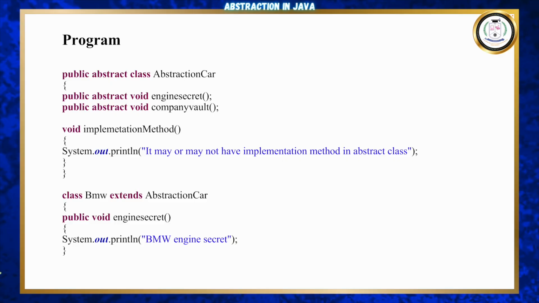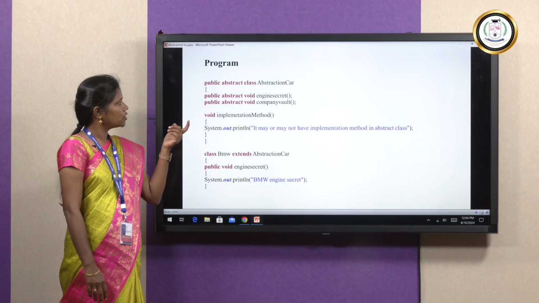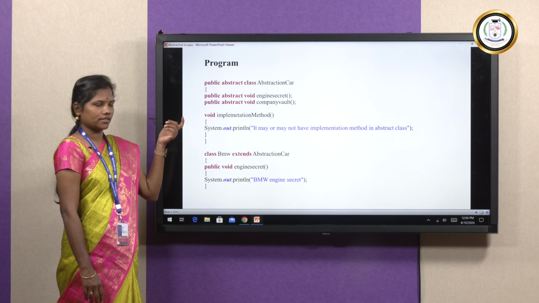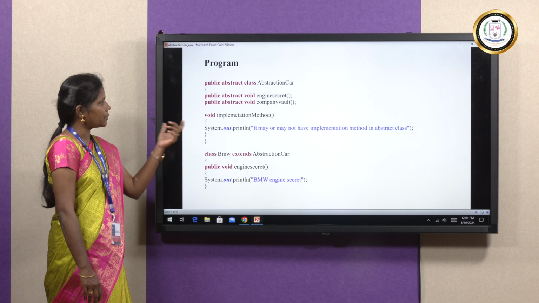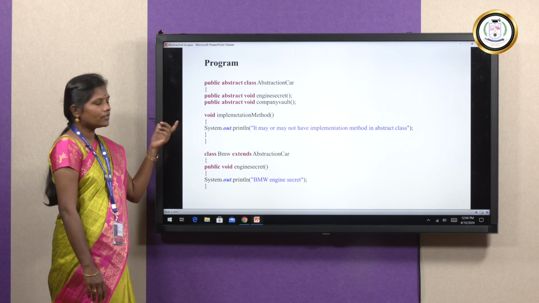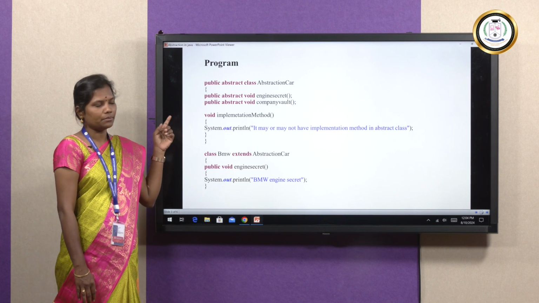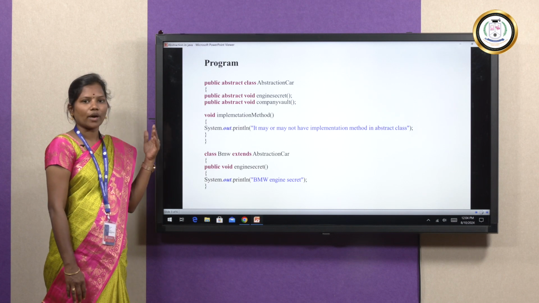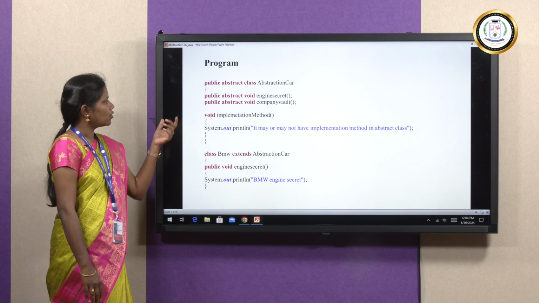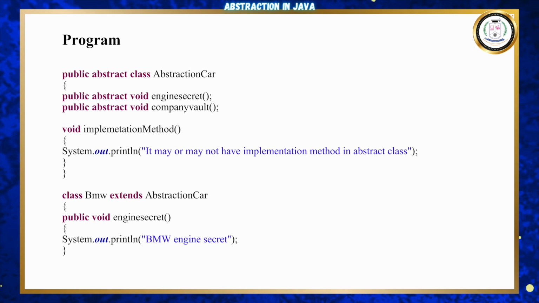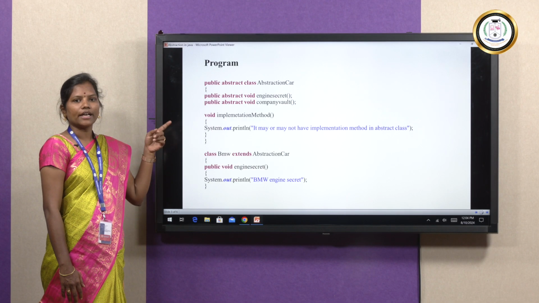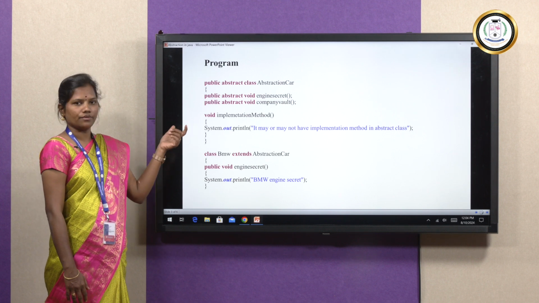Let's see the example for abstraction in Java. First I have declared an abstract class. The class name is abstraction car, and I have used the keyword abstract: public abstract class abstraction car. I have given two unimplemented methods, meaning I didn't provide any implementation. One is engine secret, and the second method is company vault. I have used the keyword abstract for both.